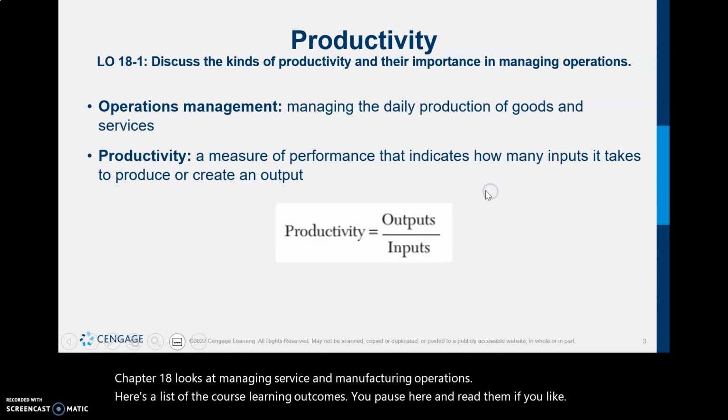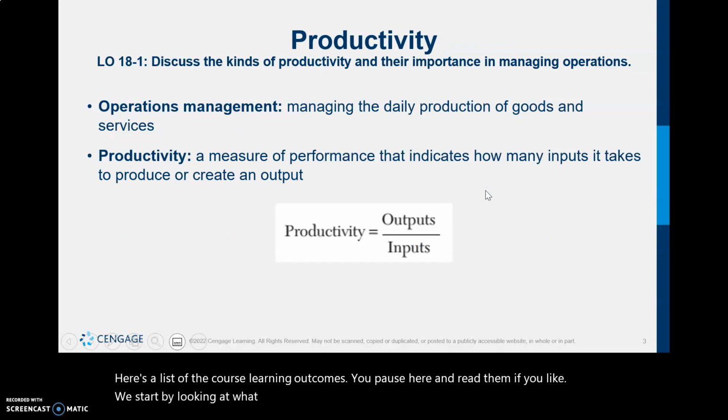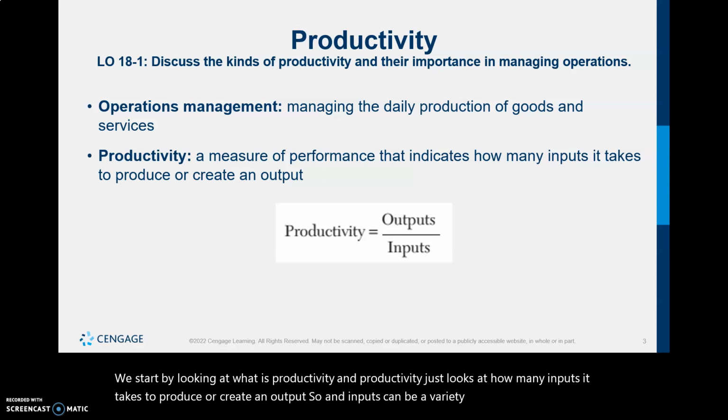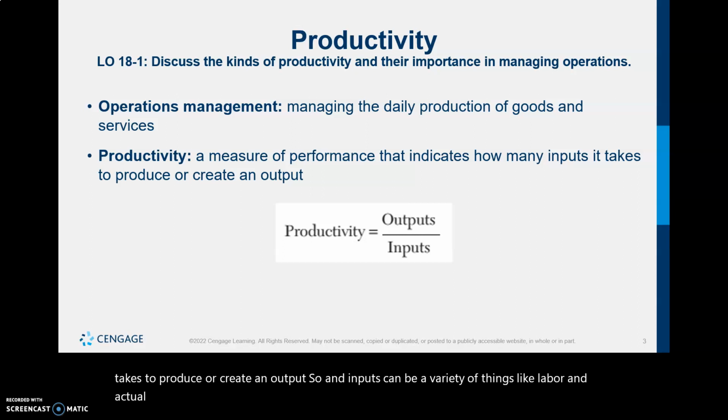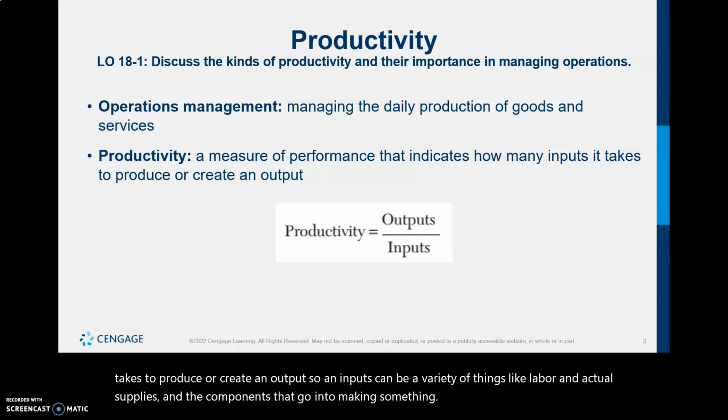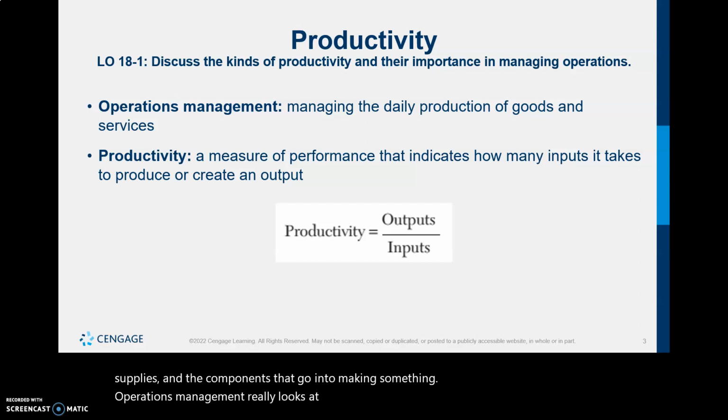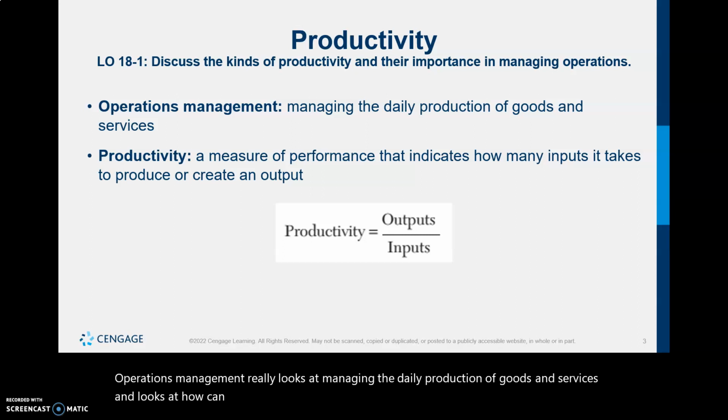We start out by looking at what productivity is. Productivity just looks at how many inputs it takes to produce or create an output. Inputs can be a variety of things like labor, actual supplies, and the components that go into making something. Operations management really looks at managing the daily production of goods and services and at how we can be as productive, efficient, and effective as possible.